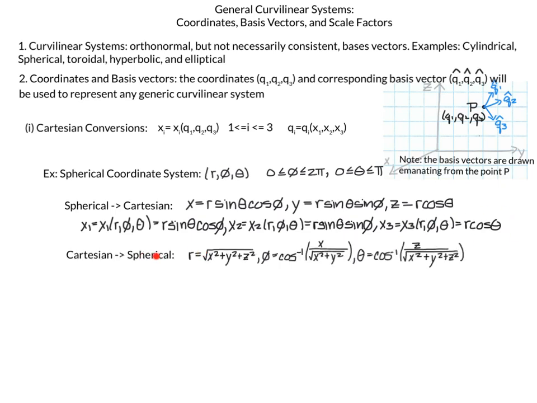We also have these formulas here to give us q1, that's r, q2, which is phi, and q3, which is theta. And it's a function of our x1, x2, x3, or x, y, and z, as you can see.